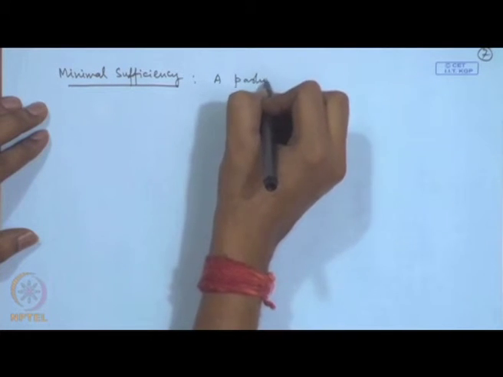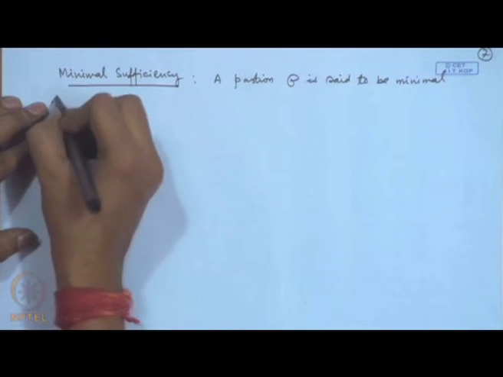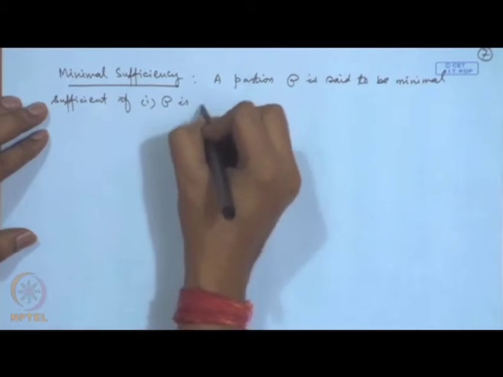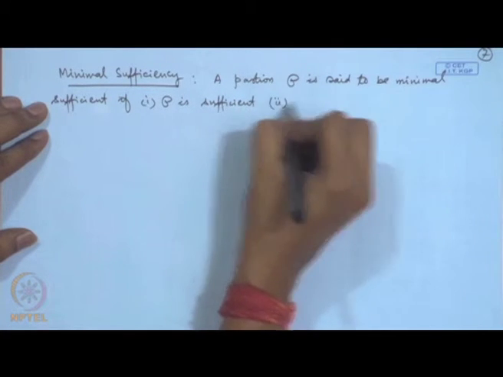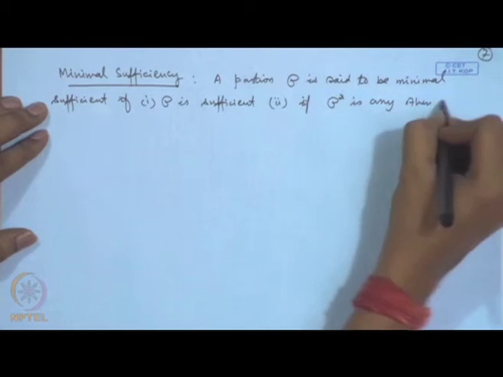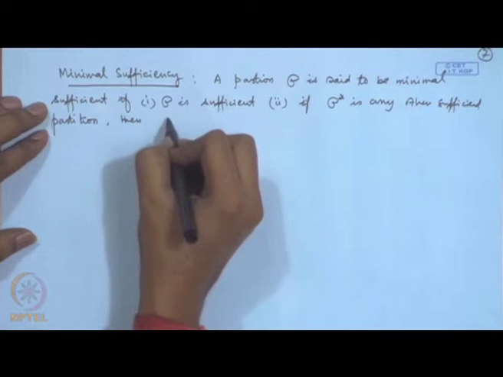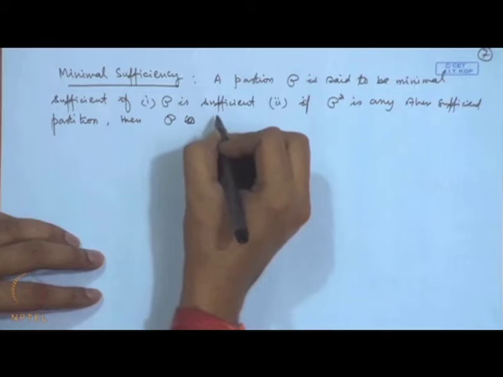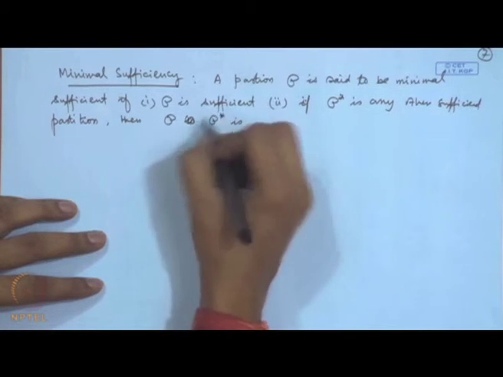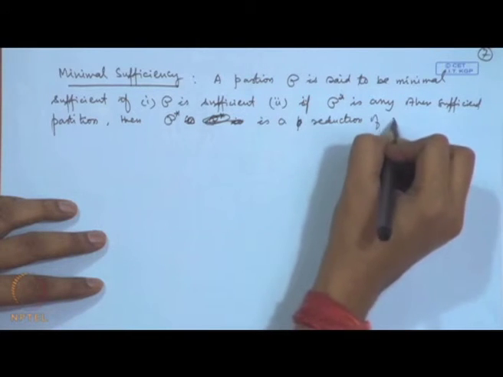So, a partition, say P, is said to be minimal sufficient if, first, this is sufficient, and second, if P star is any other sufficient partition, then P star is a reduction of P.